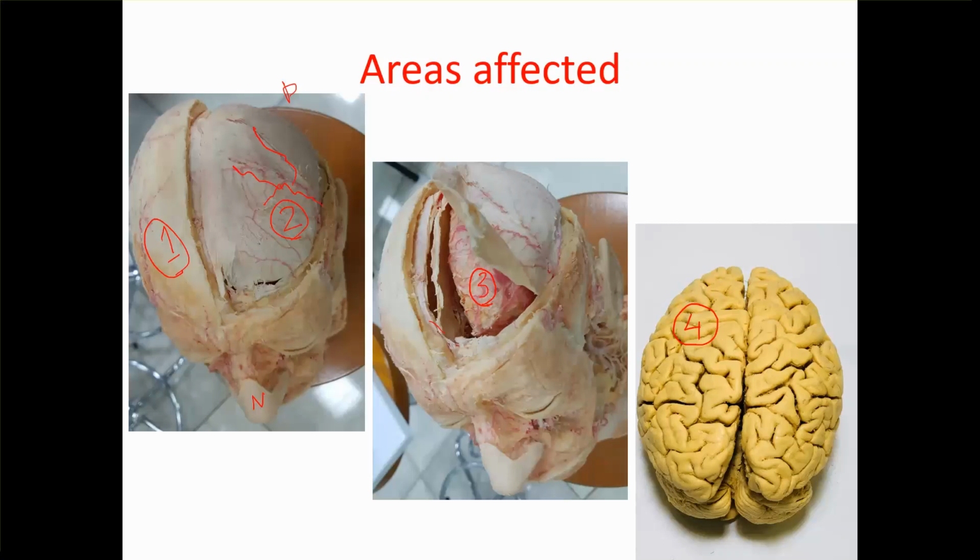And area number 5 is quite deep within. This area number 5 is intracerebral, and probably it's related to the middle cerebral artery. It is secondary to hypertension and vascular malformations.